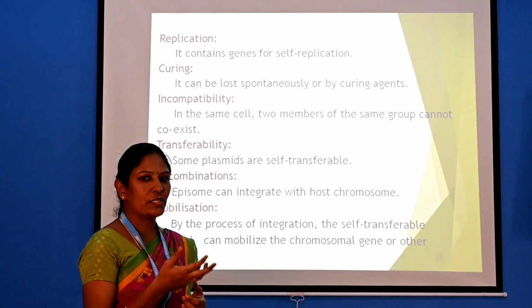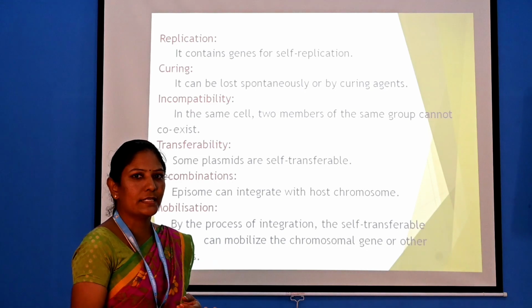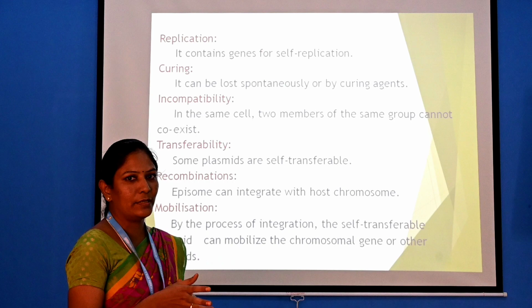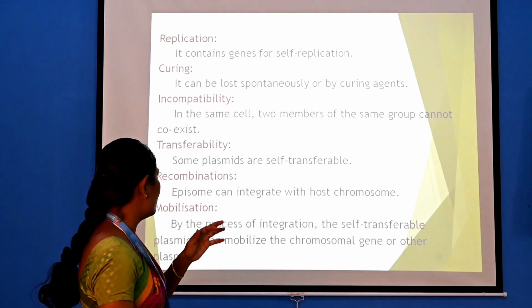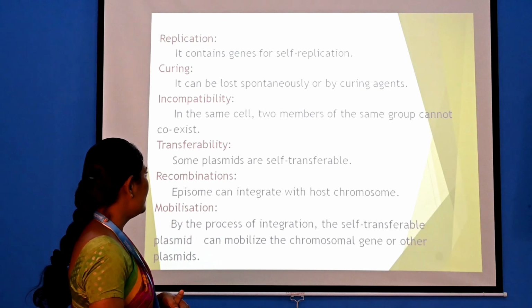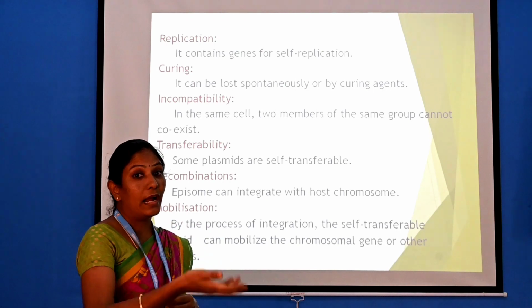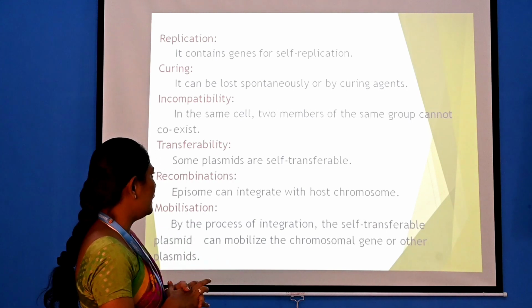But especially in some plasmids, two plasmids present in the same bacterial cell can exist together. So this is known as the compatibility factor. Okay, so these two types of factor exist in a plasmid. Next one is transferability. Some plasmids are self-transferable from one bacterial cell to another bacterial cell without need of any parameters.